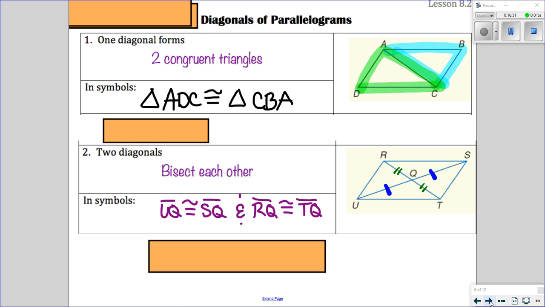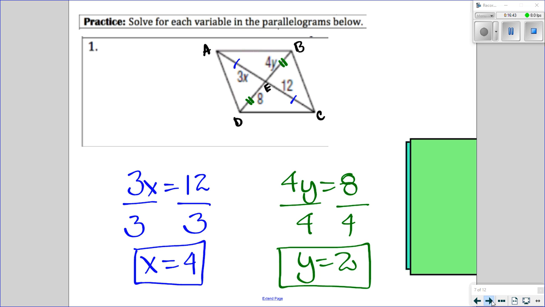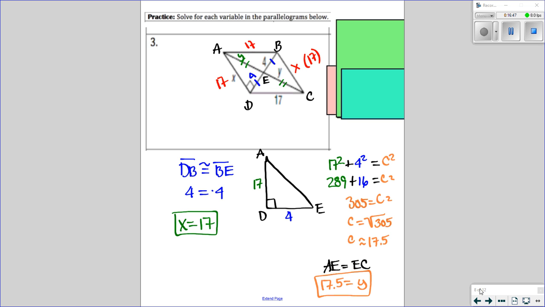You also learned about the diagonals. If one is formed, it creates 2 congruent triangles. If you have 2 diagonals, they bisect each other. And all of those characteristics and properties put together, you can find missing pieces in the parallelogram.